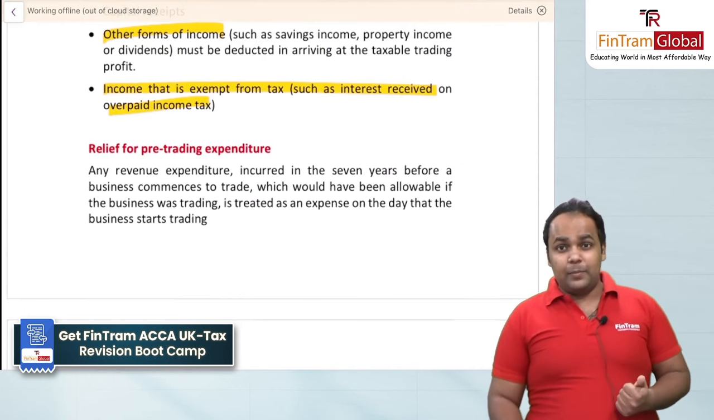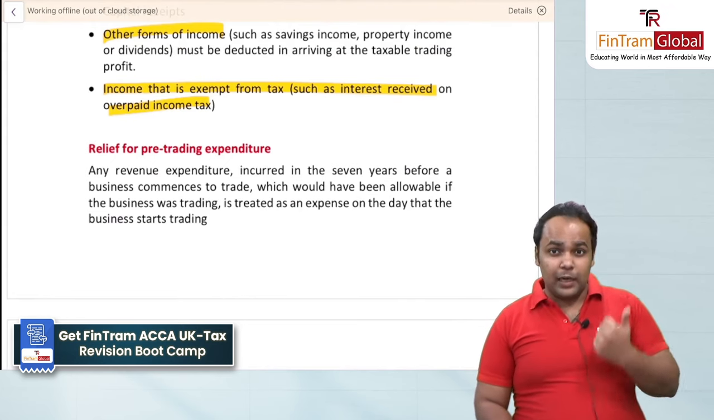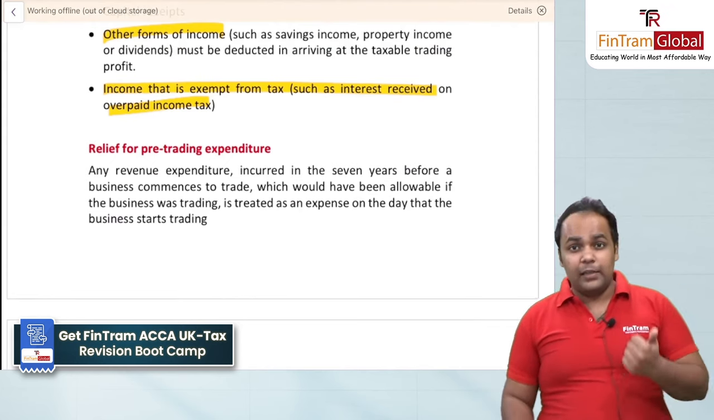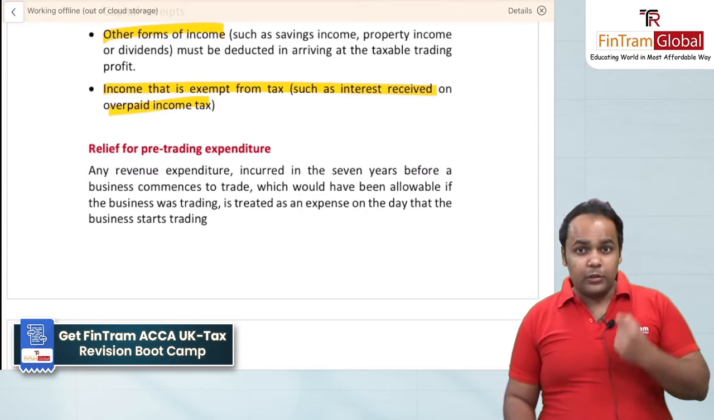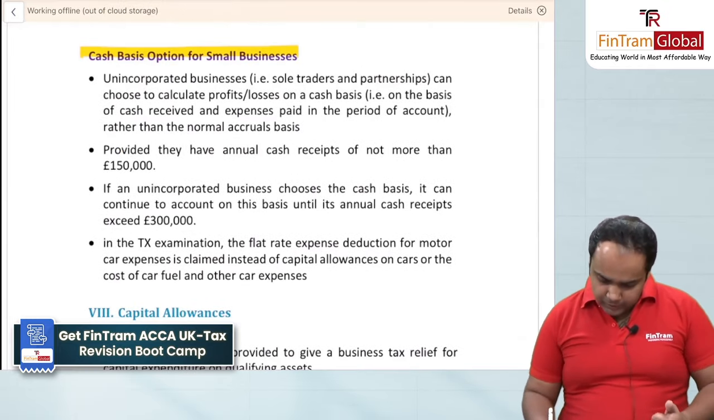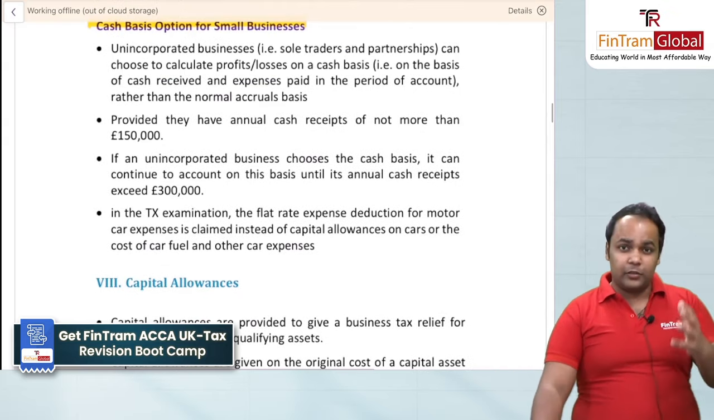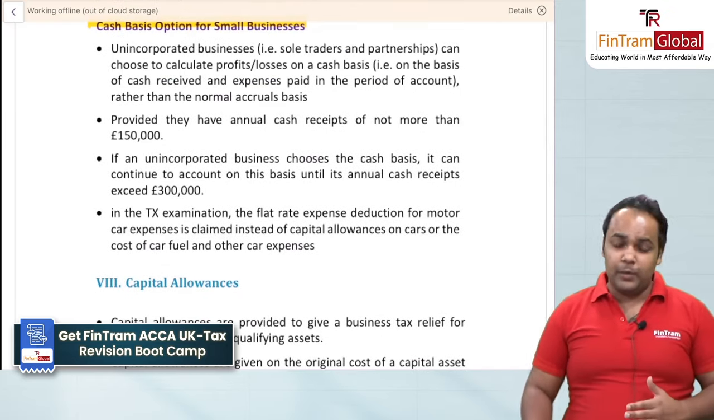Again, pre-trading expenditure is allowed as a deduction; it constitutes an allowable deduction on the first day of trading. There is a cash basis option for smaller businesses, and there are thresholds for that which you must always keep in mind.